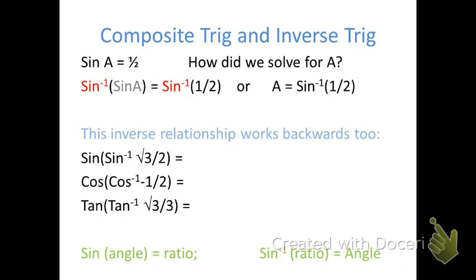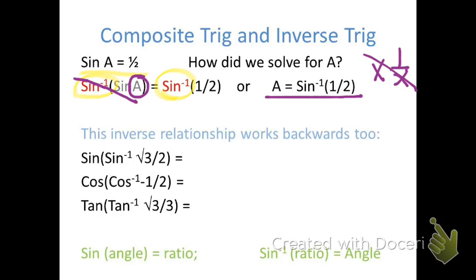When you were first learning how to find the sine of an angle, and you didn't know what the angle was, but you knew the ratio, what did we do? We took the inverse sine of both sides, and an inverse function acts just like when you take, say, x times 1 over x, and they cancel each other out. These two canceled each other out, leaving me with a, so a equaled the inverse sine of 1/2.